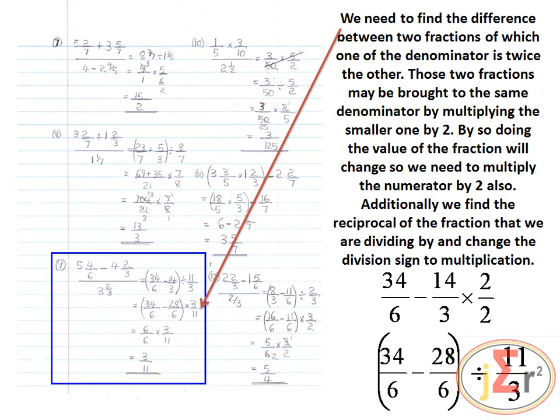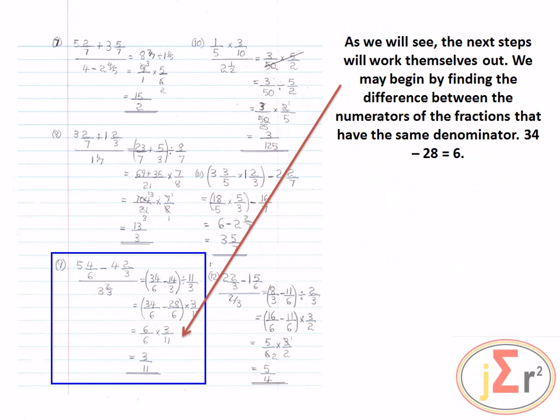Easily the fractions are brought to the same denominator, and we have the 11 over 3 that we need to reciprocate and replace the division sign with a multiplication sign. As we will see, the next steps will work themselves out. We may begin by finding the difference between the numerators of the fractions that have the same denominator. So let's see if they will work themselves out.